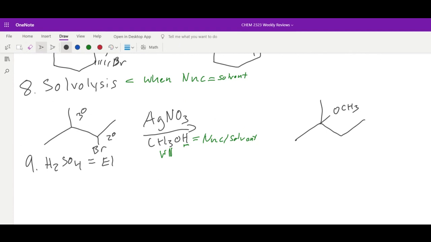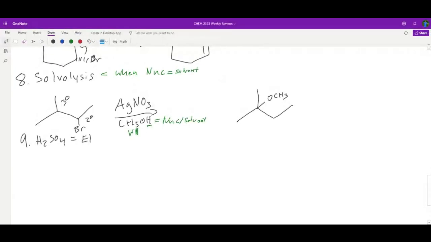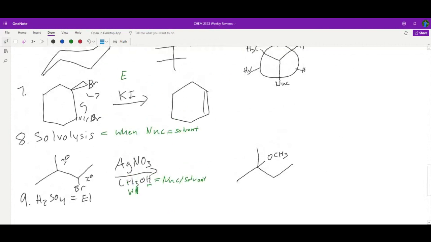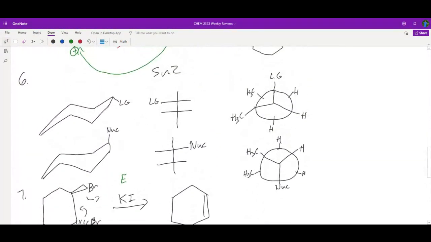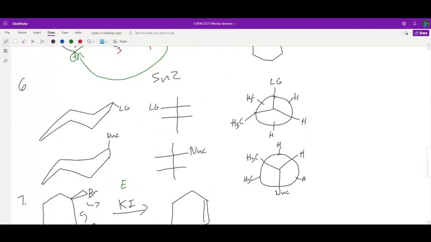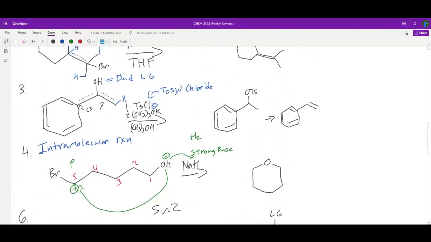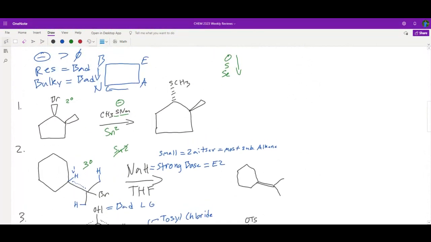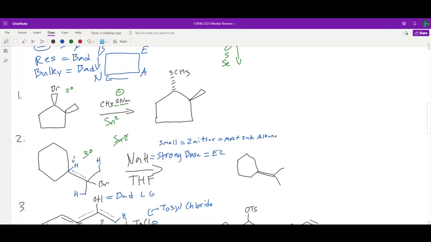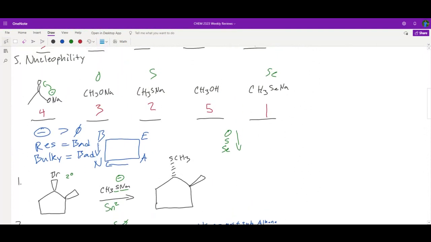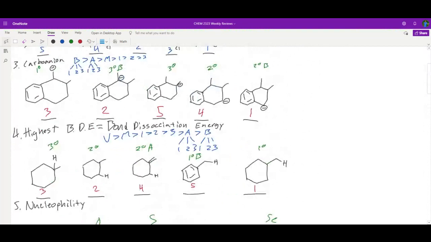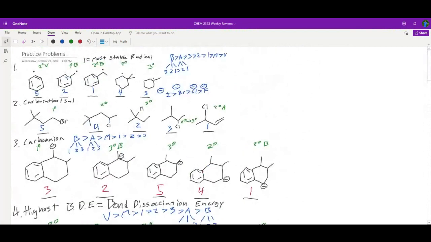All right, so we're actually going to stop right there. I'll scroll back if I need to. There's 7, 8, 9. There's number 6. There's 3 and 4. And there's 1 and 2. And then there's all the ranking questions.